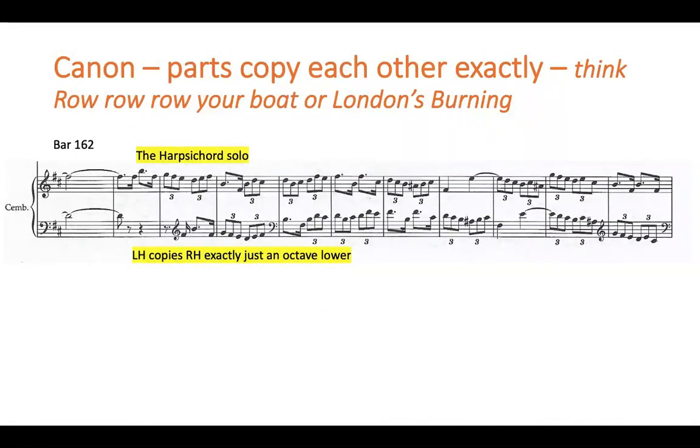Okay, final example of different texture in this piece is canon. And a canon is where parts copy each other exactly. So think back when you in primary sang "Row, row, row your boat." One person would start, another person would start a little bit after, another person would start a little bit after, and you'd be singing exactly the same thing. Or London's Burning is often done.